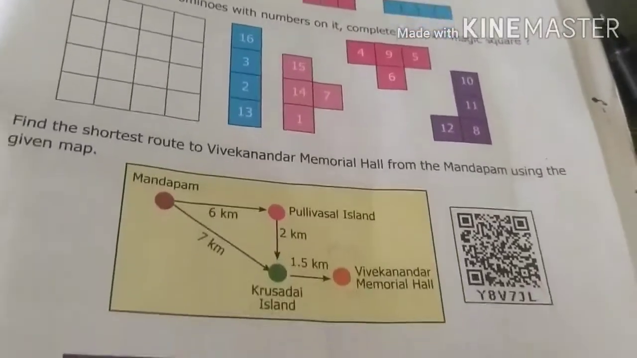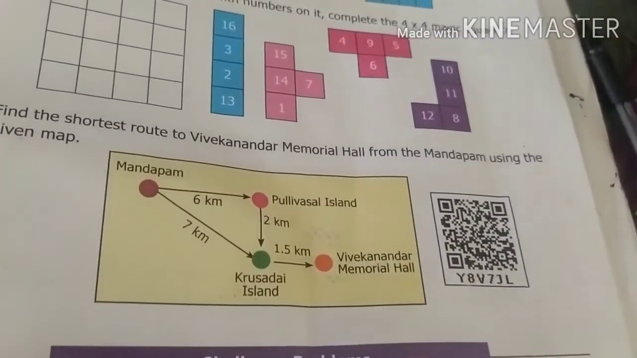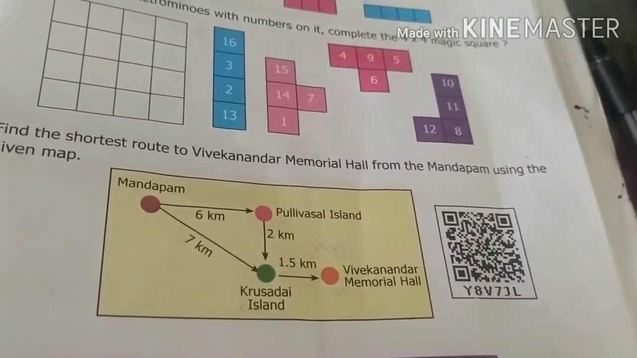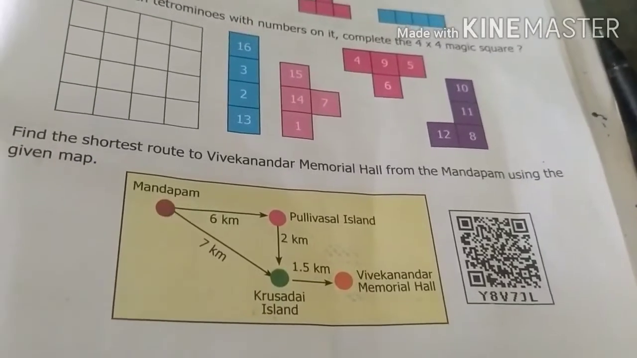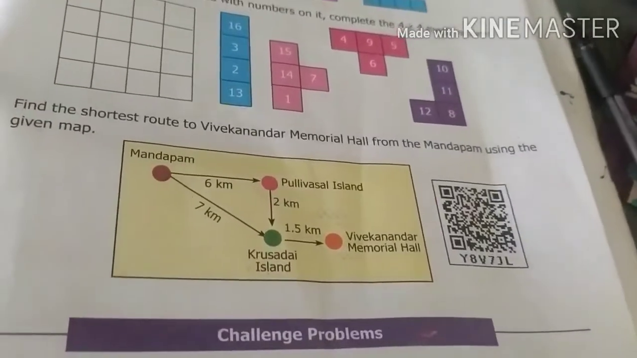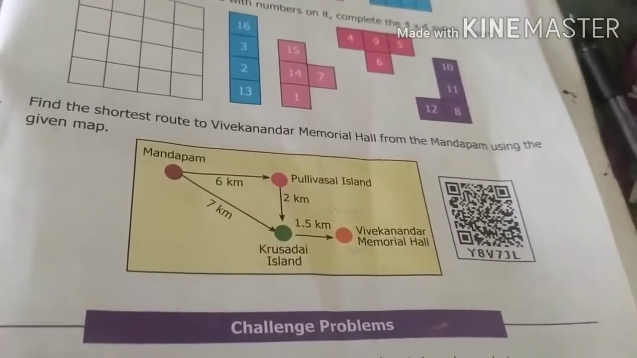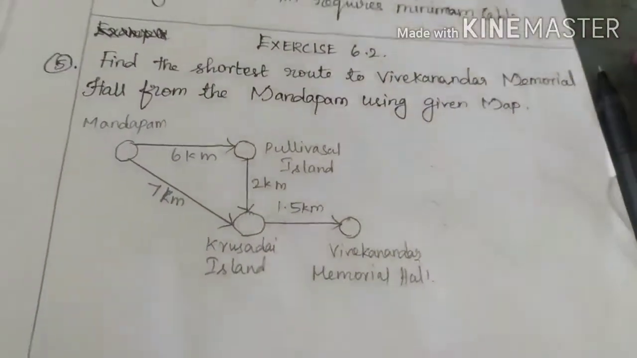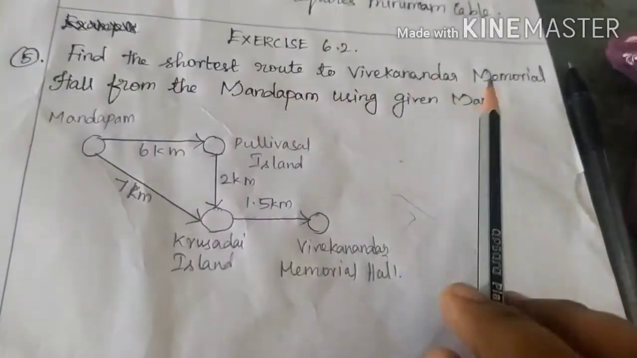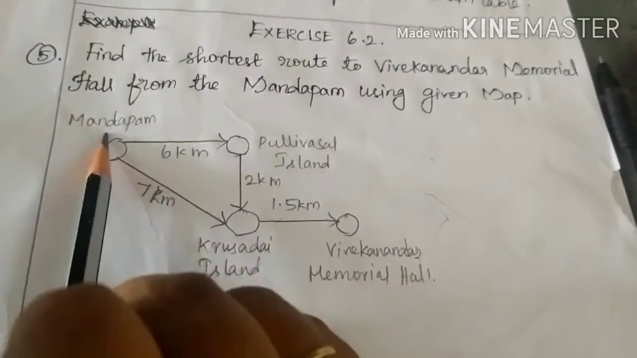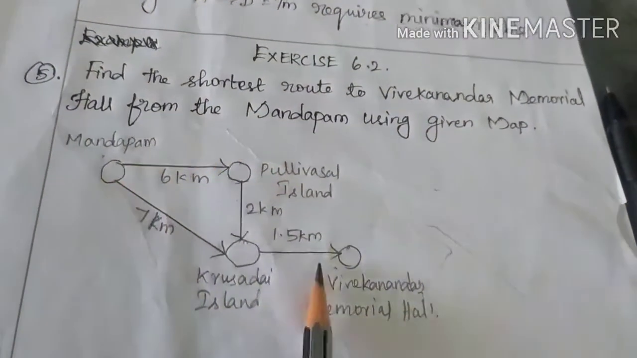Okay, coming to this fifth sum, I am going to do it in the note. Find the shortest route to Vivekananda Memorial Hall from the Mandapam using the given map. This sum I am going to do in the note. Look at this and you also do it in the note. The image is given very clearly. We are going to find the shortest distance. Where is that Mandapam? Here, the Mandapam. From here to here, which is the shortest distance?